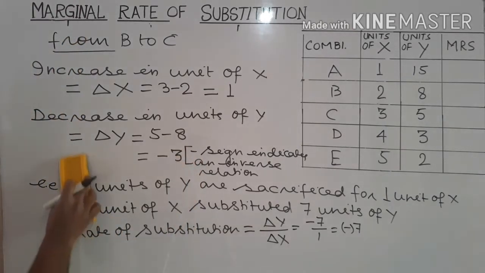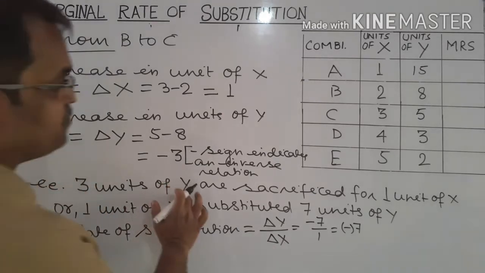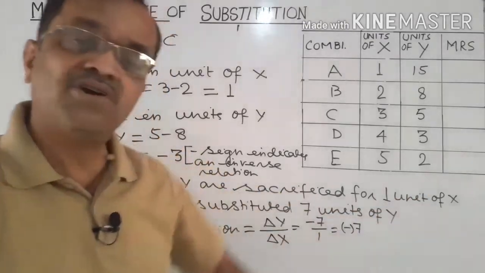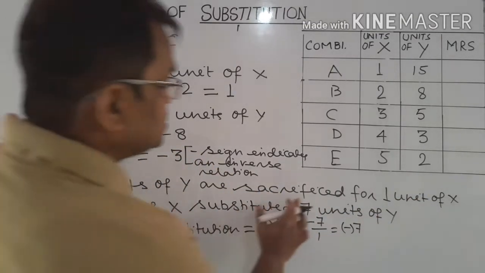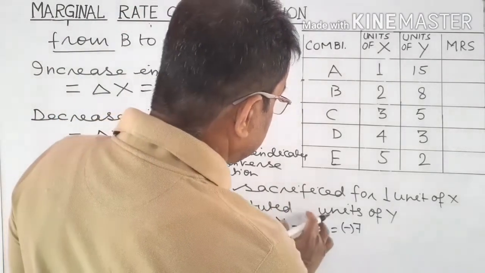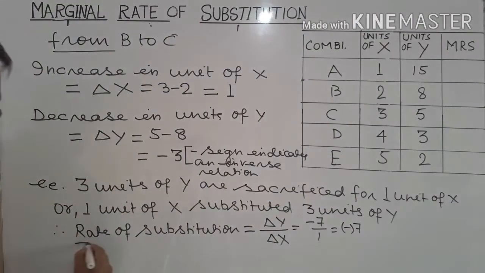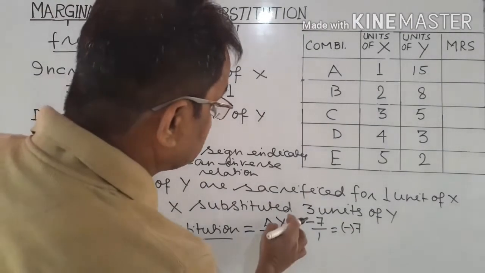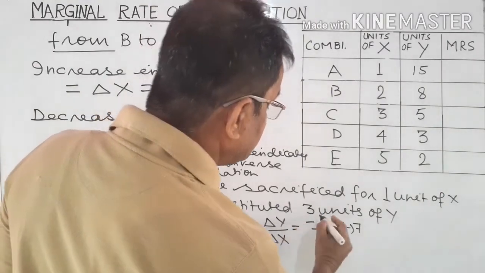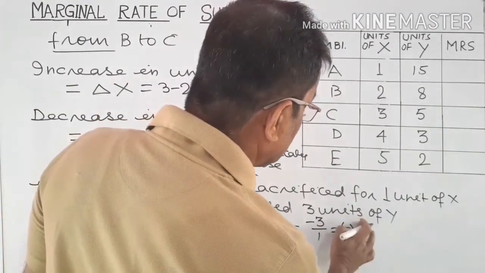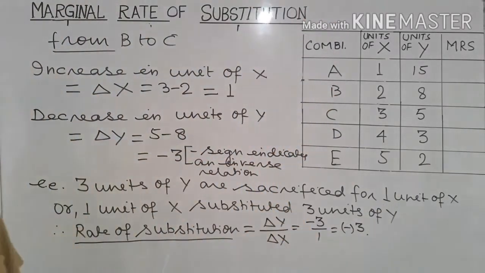So what we can say here is that again 3 units of y are sacrificed for 1 unit of x, or 1 unit of x substituted 3 units of commodity y. Now what is the rate of substitution? That is equal to delta y by delta x, and here we put the figure, that is 3, means 3 units of y are sacrificed for 1 additional unit of x.